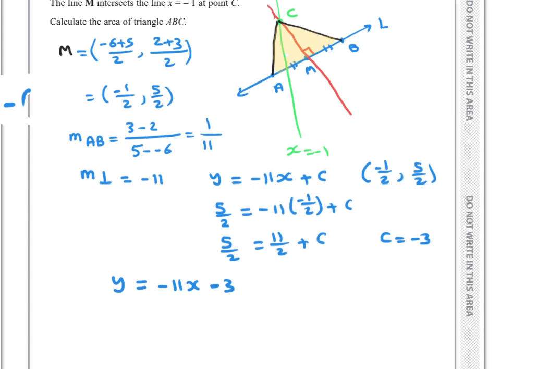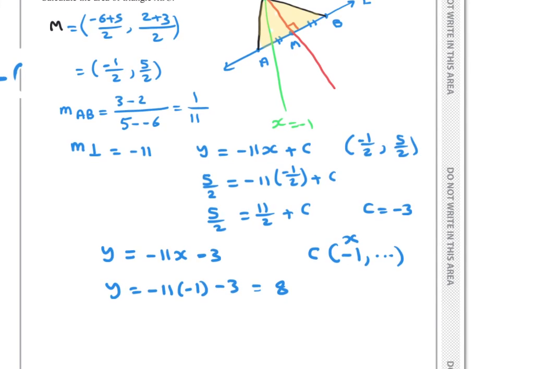Now to find the point C, x is -1. We need to find the y coordinate for the point C. So put x equals -1. So y equals -11 into -1 minus 3. So 11 minus 3, so 8. y equals 8. So the point C is (-1, 8).